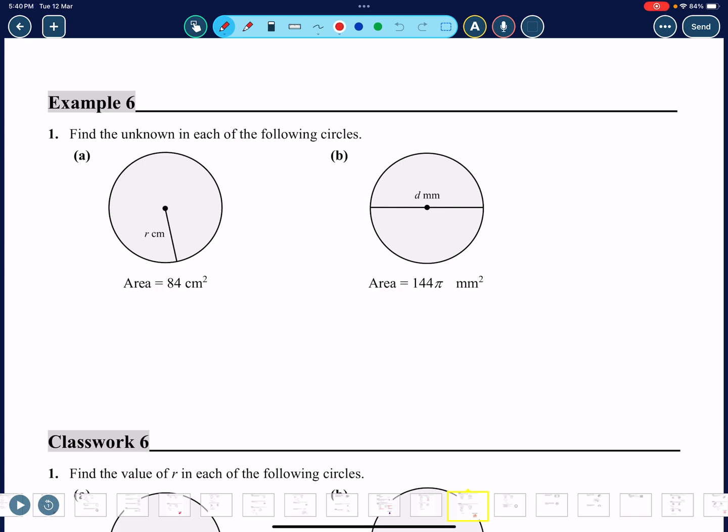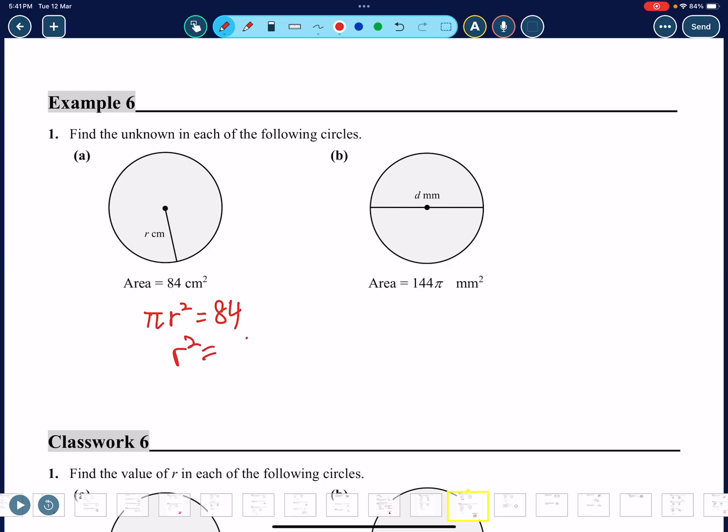Number 1, example 6. Find r. So we have pi r squared equals an area of 84. See what's given. If the circumference is given, I'm not going to use pi r squared, I'm going to use 2 pi r, right? But since the area is given, I have to use pi r squared. Pi r squared equals 84.